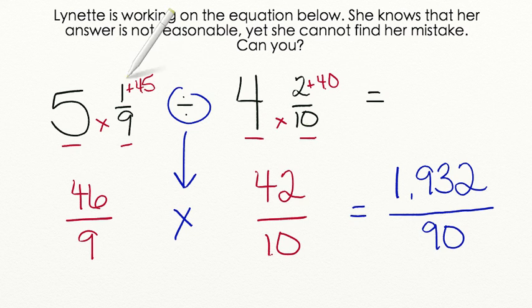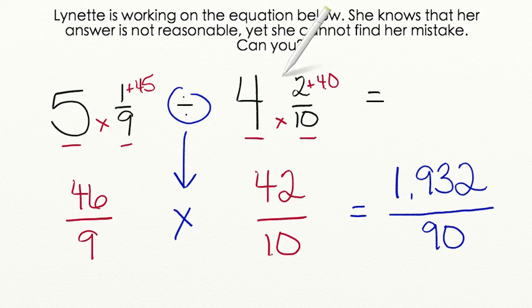You can see that she converted her mixed numbers into improper fractions. She started by underlining her whole number and multiplying it by her denominator. 5 times 9 equals 45, which she then added to the numerator. 45 plus 1 equals 46, and she kept the denominator the same. It looks good so far.